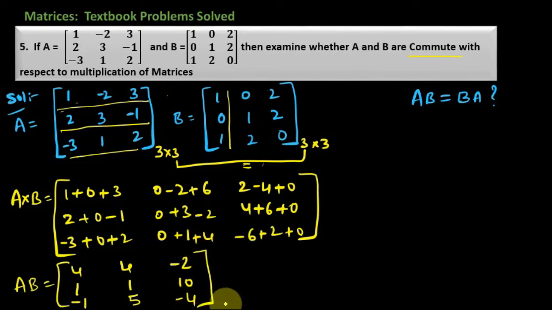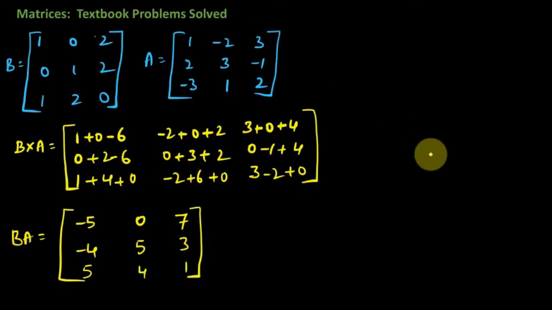So this is the value of AB. Chalo, now we will do B cross A, that is B into A. See here, same thing. The first row of B should be multiplied with the first column of A, right? So 1 into 1 is 1, 0 into 2 is 0, 2 into minus 3 is minus 6, right?